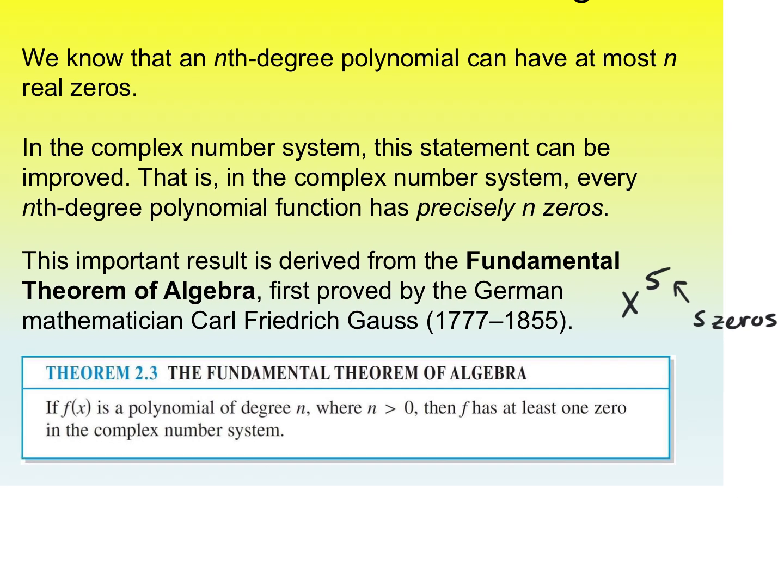It may happen that not all of them are real zeros. They could all be imaginary zeros, but we'd have 5 zeros. So it says in the complex number system, we'll have precisely that many zeros. So they could be irrational, they could be imaginary, but they still count as zeros.